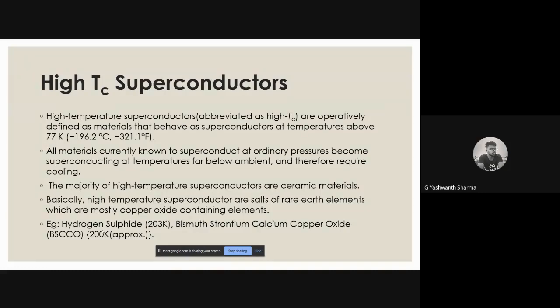So with time, scientists discovered some substances which demonstrate superconducting conductivity at temperatures greater than 77 Kelvin, which are called high temperature superconductors. They represent an entirely new class of substances. Basically, high temperature superconductors are the salts of rare earth elements, which are mostly copper oxide containing elements. Example, hydrogen sulfide with a critical temperature of 203 Kelvin, which is the superconductor with the highest critical temperature. Next slide, please.